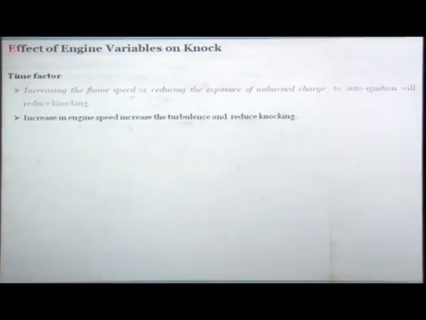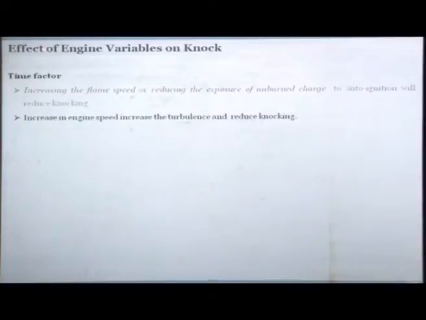For example, there is a time factor which affects the knocking. What is the time factor? Time factor means if you can somehow increase the flame speed, then knocking can be avoided. Or if you can reduce the exposure of the unburnt charge, that will also avoid the knocking. So if you can increase the flame speed or reduce the exposure of the unburnt charge so that it does not reach the auto ignition temperature, both of these will lead to a reduction in the probability of knocking.